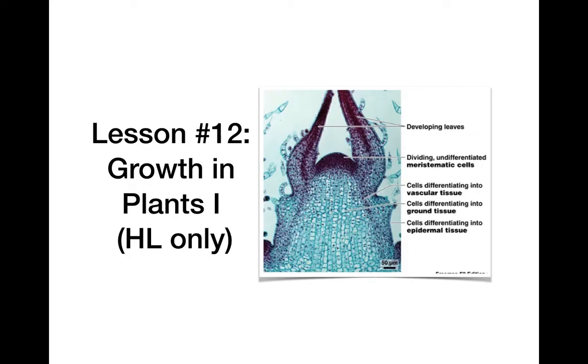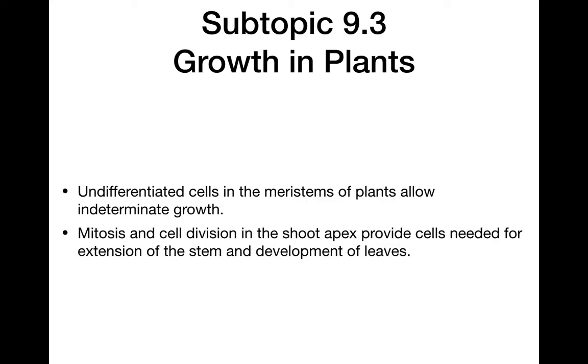to be SL release. So we're talking about growth in plants, part 1 for HLs. These are the only two things we're talking about today: undifferentiated cells in the meristems of plants allow indeterminate growth, and that mitosis and cell division in the shoot apex provide cells needed for extension of the stem and development of leaves. We're talking about different plant cell tissue types and really setting ourselves up to do the more complicated plant growth next class.